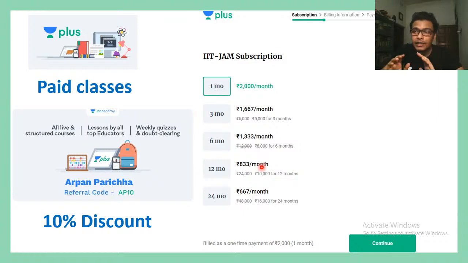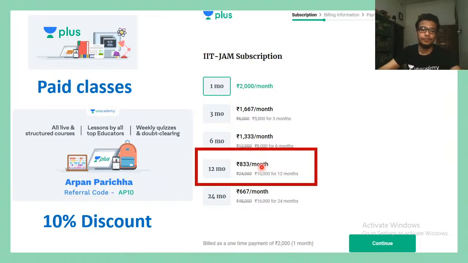If I talk about what would be the real money saver, this one is the money saver. 12 months, 833 rupees, that's best. 10,000 rupees for 12 months. You would have thousands of lectures in that.